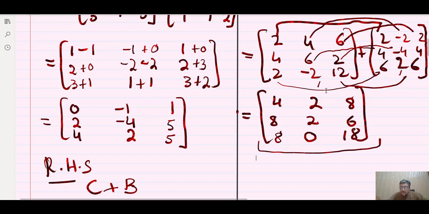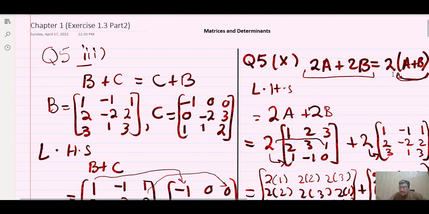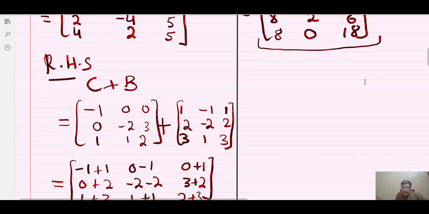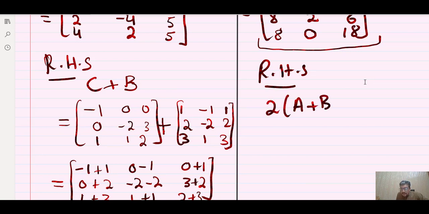Now we are moving towards the right hand side, that is 2 into (A plus B). So first of all, we will solve the matrices A and B in the right hand side, and then whatever answer we get, we will multiply it. 2 into (A plus B). This is the right hand side, and so first of all we have to solve the parentheses.